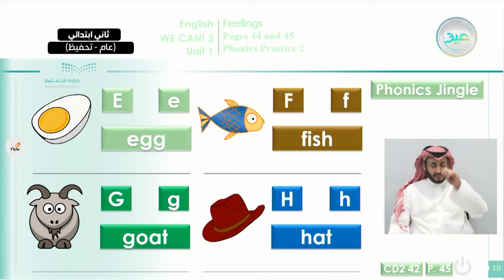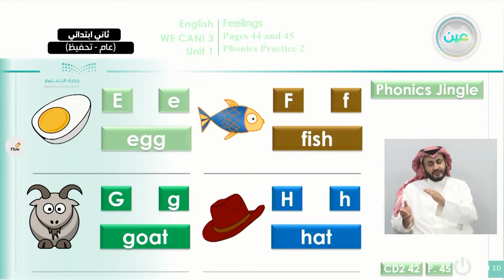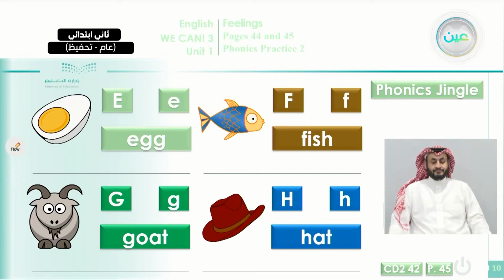Also, we have the fourth one. This is a hat. We call it a hat. The word hat starts with H. You can write it as capital, as you can see here, and you can write it as small also in this way. Okay, let's listen to one of your colleagues again saying these words.